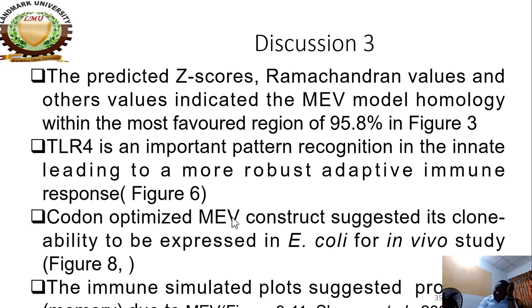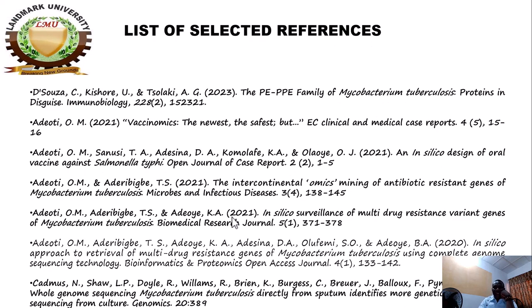Also, the codon-optimized multi-epitope vaccine construct suggested its ability to be cloned and expressed in E. coli, which is actually used for in vivo study. Lastly, the immune simulation plots suggested a prolonged memory if the predicted vaccine is actually taken.